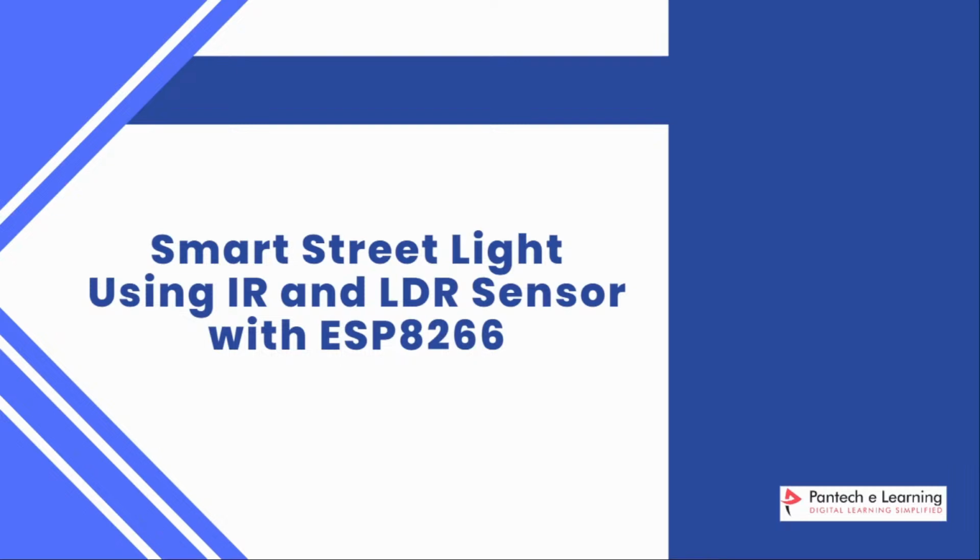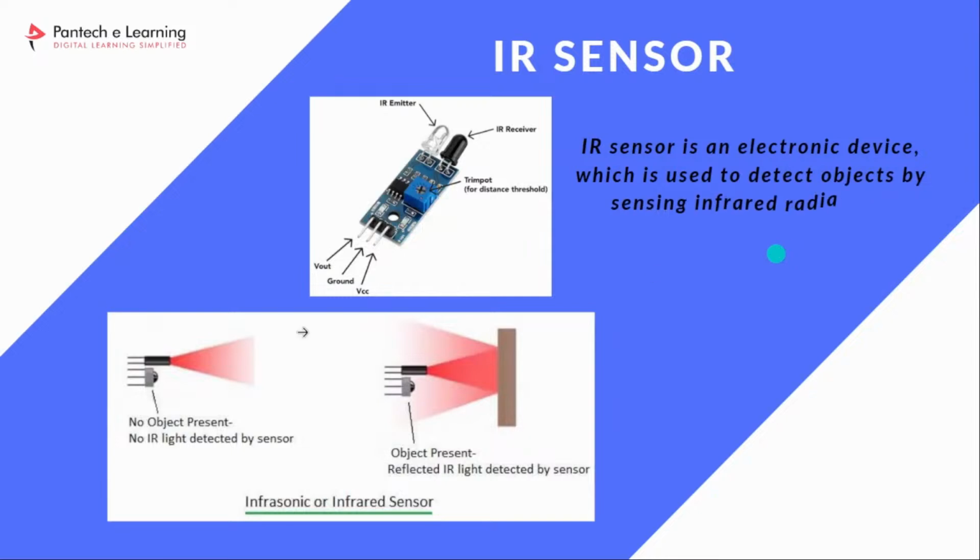So now let's talk about the sensors. First is the IR sensor. It is an electronic device which is used to detect objects by sensing infrared radiations which are reflected from the objects. It mainly consists of a transmitter IR LED and a receiver photodiode. It detects infrared radiations which have a wavelength from 700 nanometers to 1 millimeter.